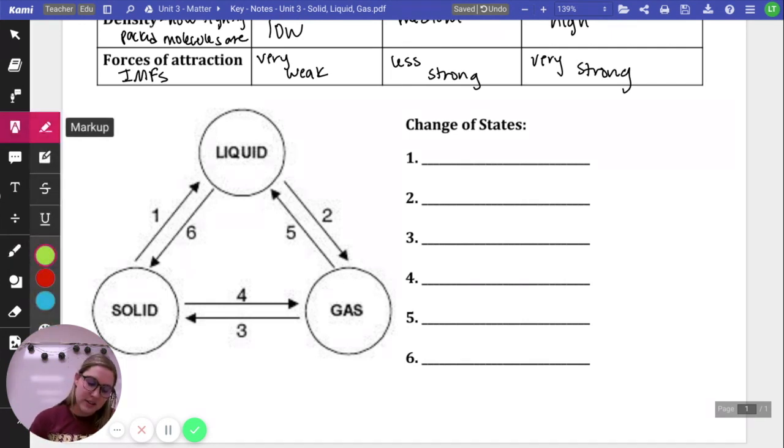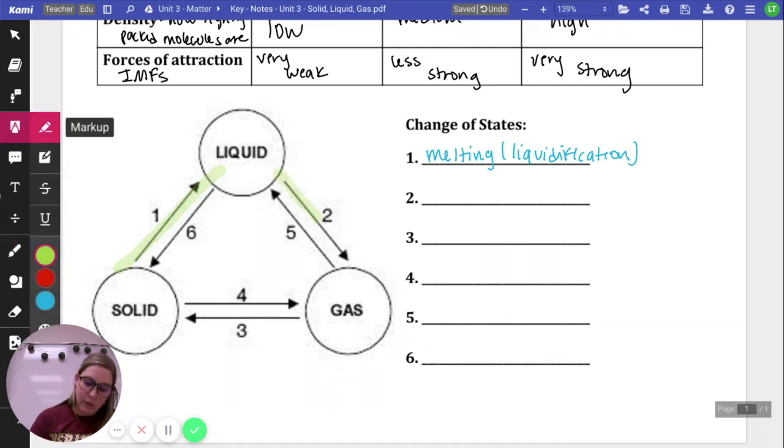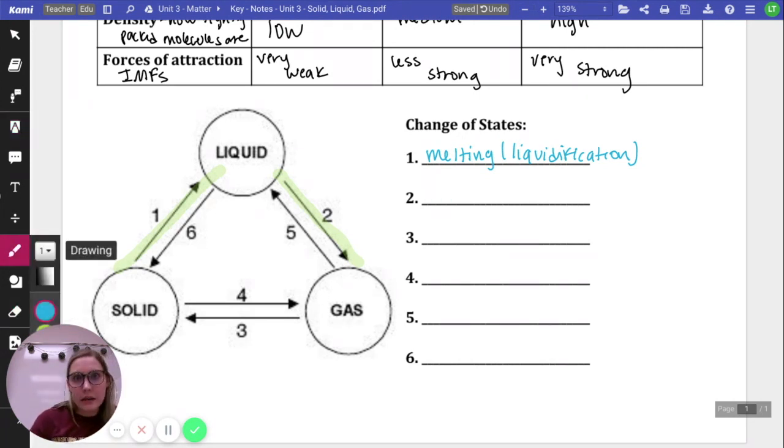Okay, so now let's go through our different phase changes. If we go from a solid to a liquid, that is called melting, or also called liquidification. If I go from a liquid to a gas, that is called boiling, or also called vaporization.